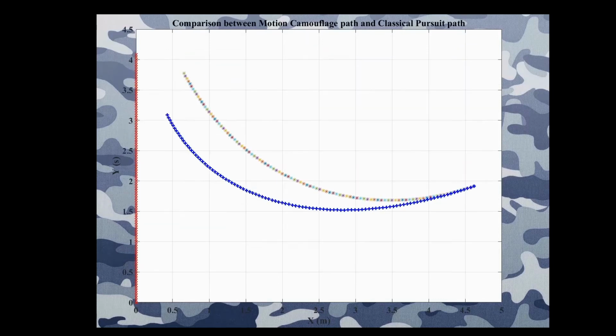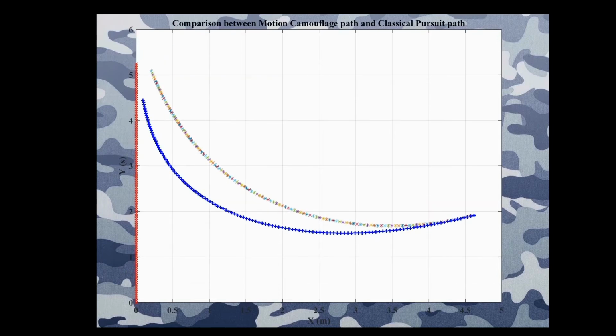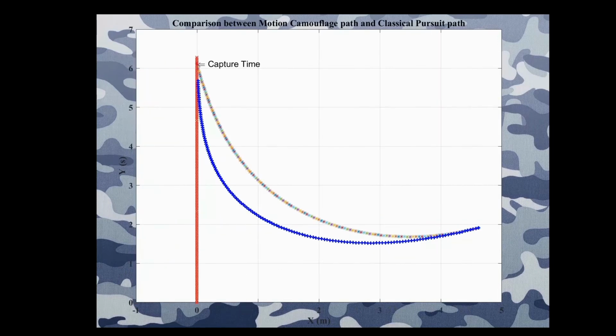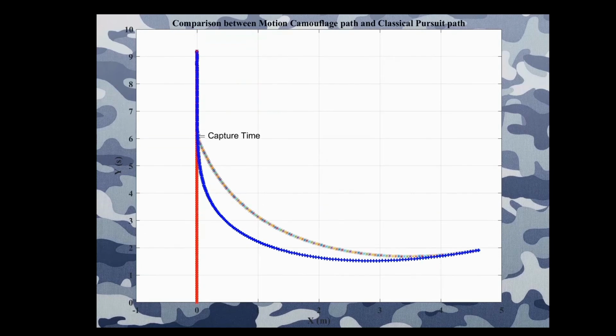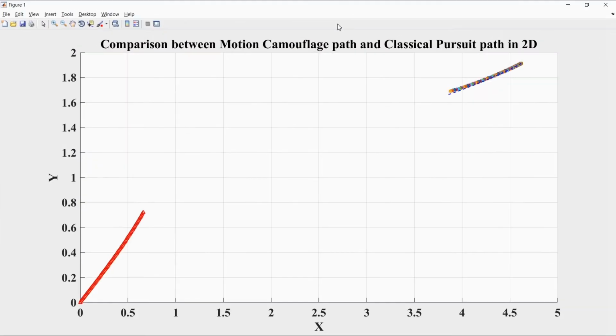By using the motion camouflage technique, the predator reaches the prey at capture time around 6. On the other hand, when the predator uses the classical pursuit technique, it captures the prey at 9. By observing the overall graph, we can conclude that the motion camouflage is more efficient than the classical pursuit for time conservation, thus energy consumed.